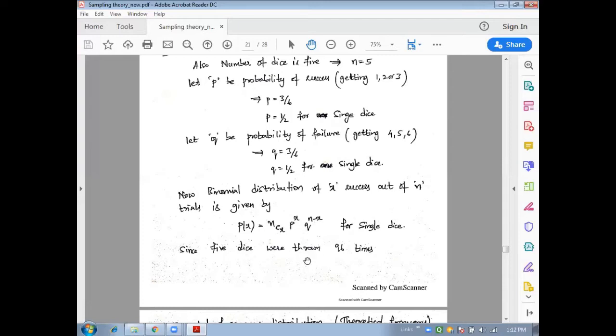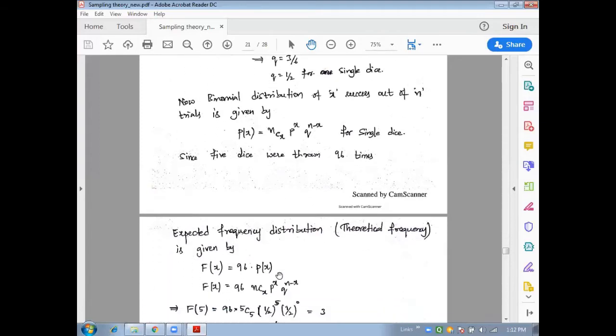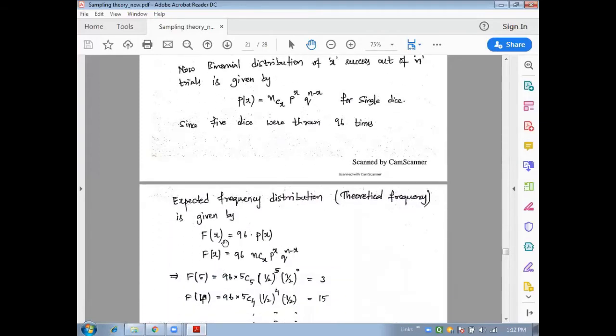Since the 5 dice were thrown 96 times, we have to take the expected frequency distribution as f of x equal to 96 times P of x. So f of x is equal to 96 times nCx p to the power x q to the power n minus x. We have framed the equation for the expected frequency. Now for the given tabular values of x, we have to identify the values of expected frequency.